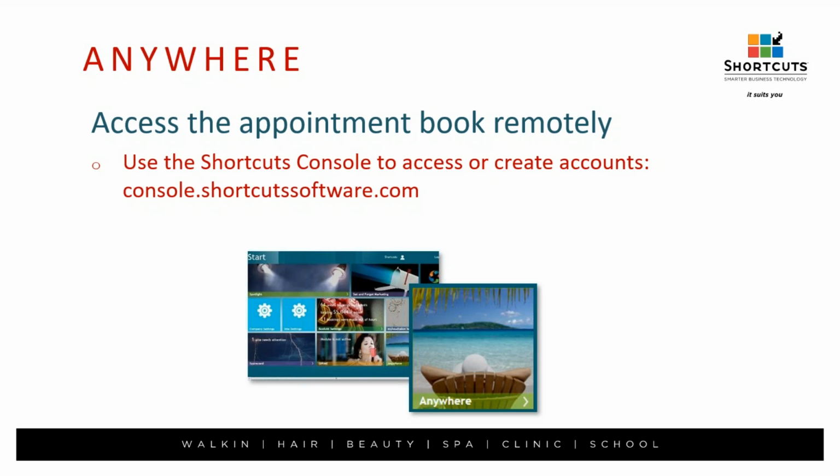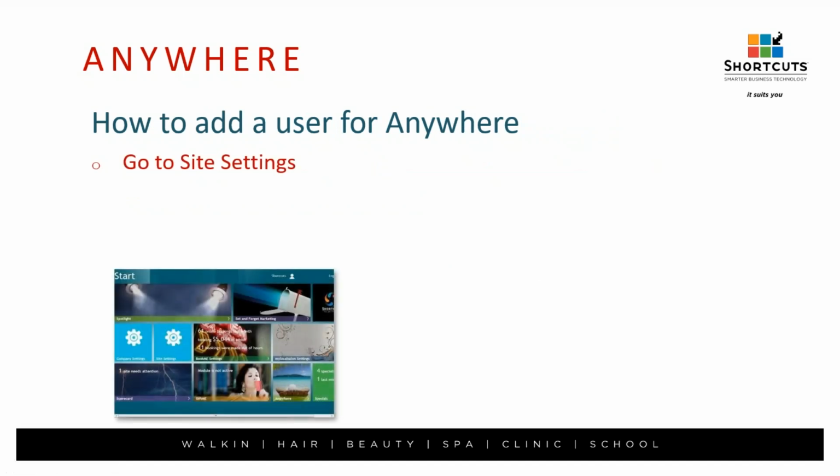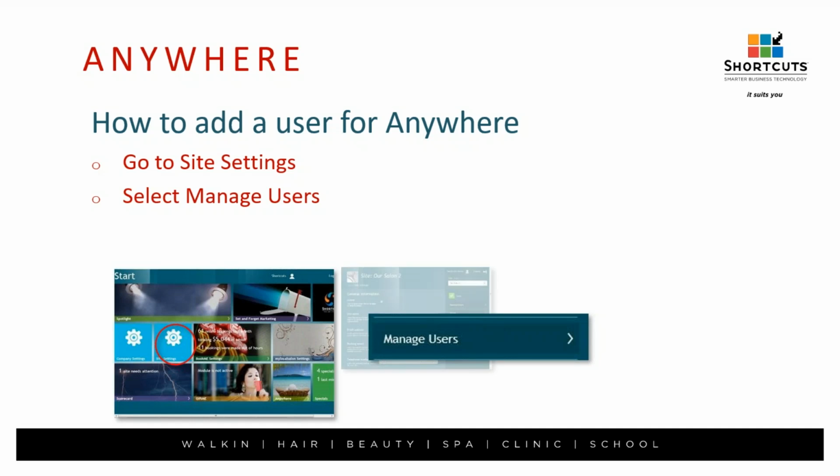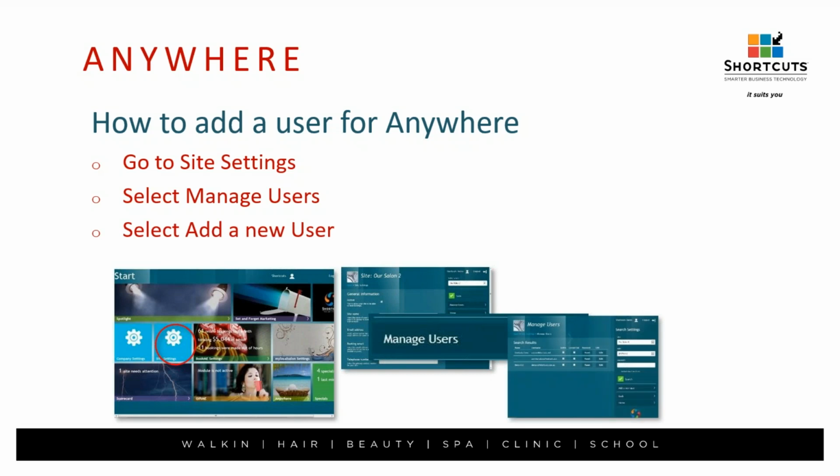And to give access for other staff members to access Anywhere, I actually want you to begin with site settings. So when you're in the console, you're going to site settings. The icon looks like a little gear. Once you're there, on the right side of the screen, you're going to select Manage Users. And then to give somebody permission to access their appointment book, you're going to press Add a New User. And I will actually give you a live demonstration of how these steps look.